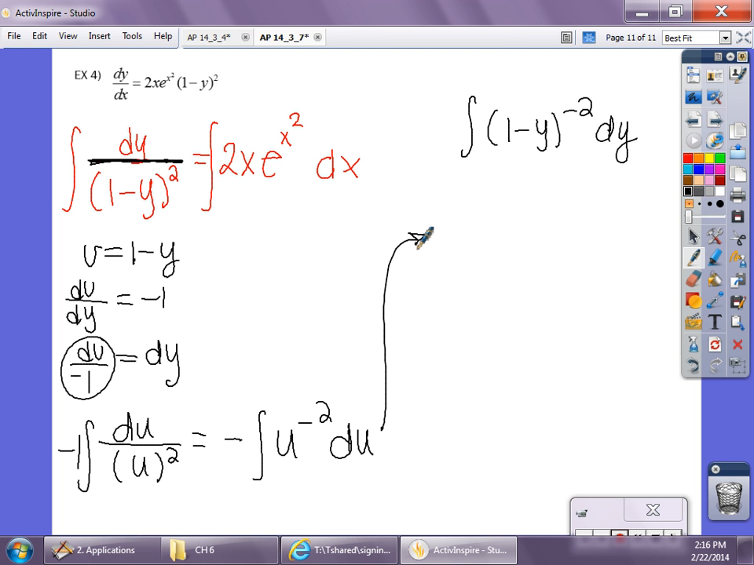which then gives me add 1 to the power, divide by negative 1. That would just be the left side, and I end up with positive u to the negative 1 is just the left side. Therefore, I end up with 1 over the u, which was 1 minus y, is equal to the right side. If you remember, that was e to the x squared plus c.